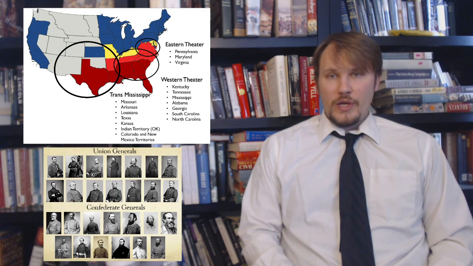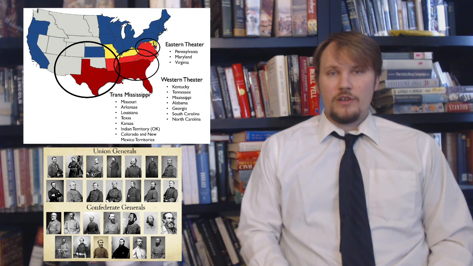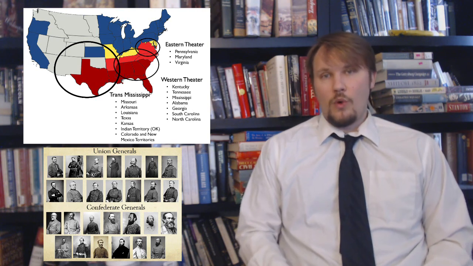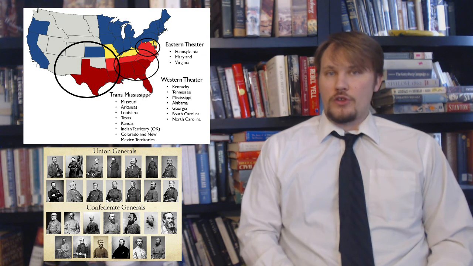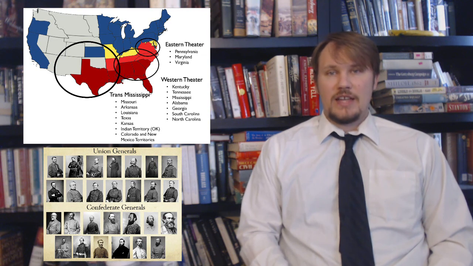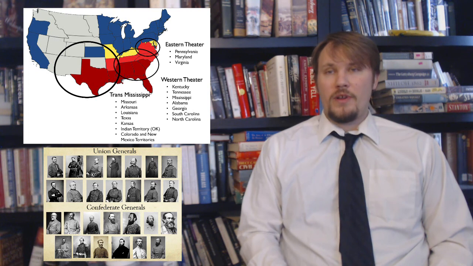There's basically three theaters of war: the Eastern Theater, the Western Theater, and the Trans-Mississippi Theater. We're going to focus mostly on the Eastern and Western Theater. That's where the Civil War is fought and won. Now, each side had numerous armies. Union armies tended to be named after rivers, while Confederate armies tended to be named after the states that they fought in.